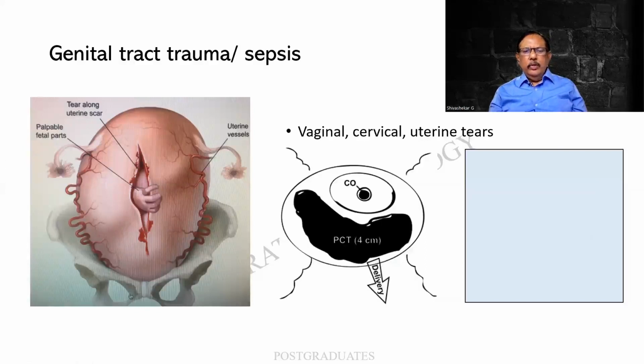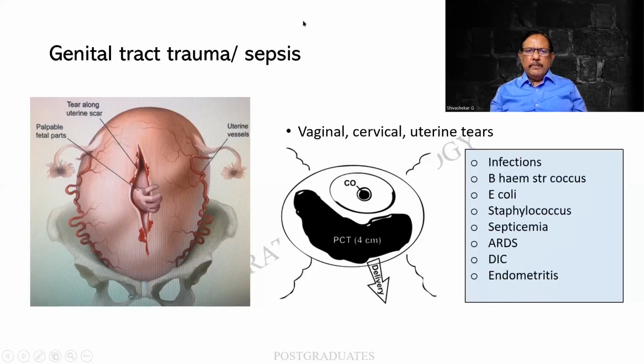Genital tract trauma. In this case, there has been a previous cesarean. There is a scar, and obviously there is a chance of a rupture along the scar. People know this; we used to call it a CPT, complete perineal tear. It can be anterior, posterior, whatsoever. So look for the vaginal, cervical, and the uterine tears.